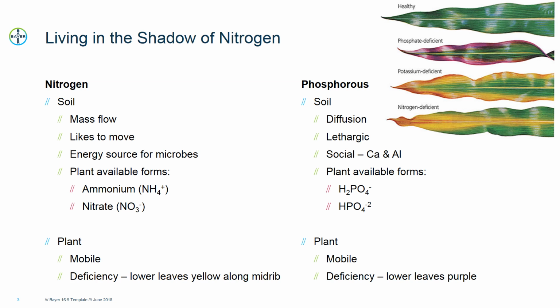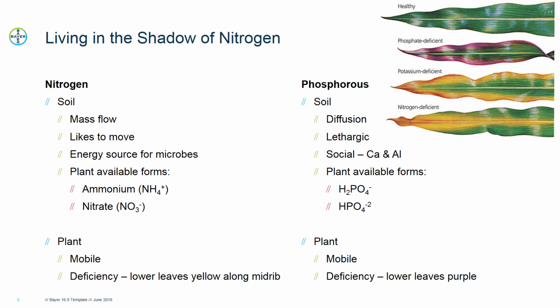Briefly, for those who are interested, the two plant available forms in soil of nitrogen are ammonium, or NH4+, and nitrate, or NO3-, whereas the plant available forms of phosphorus in soil are predominantly orthophosphates, or H2PO4-, or HPO4 2-. Which form will be available to the plant is predominantly dependent on soil pH.